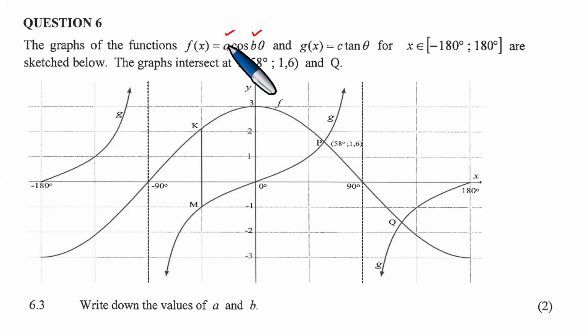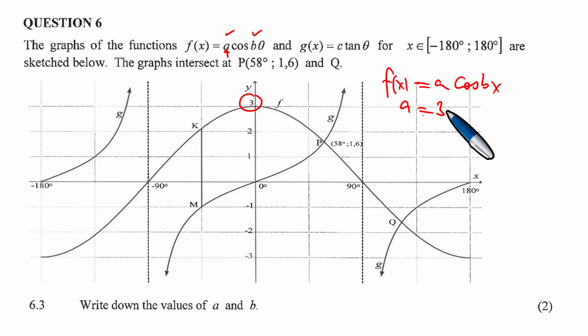But first things first, there's something called the amplitude of the function, which is the coefficient. Using the function f of x equals a cosine bx, we're able to see that a equals 3, and therefore f of x equals 3 cosine bx.